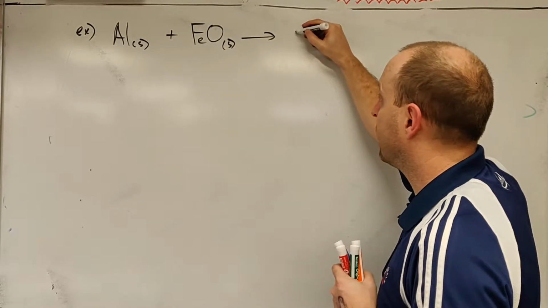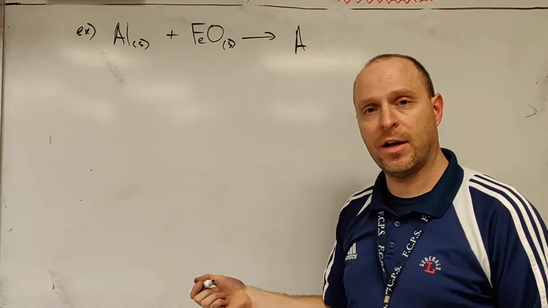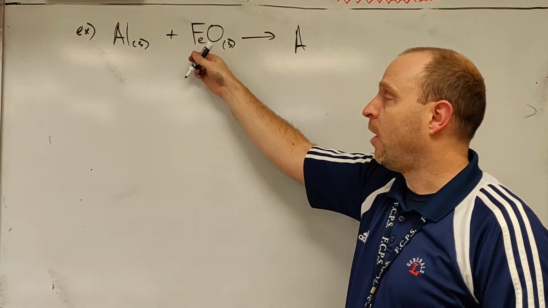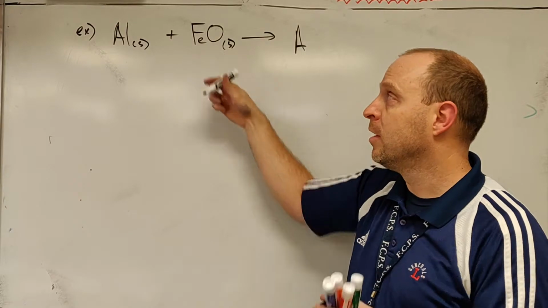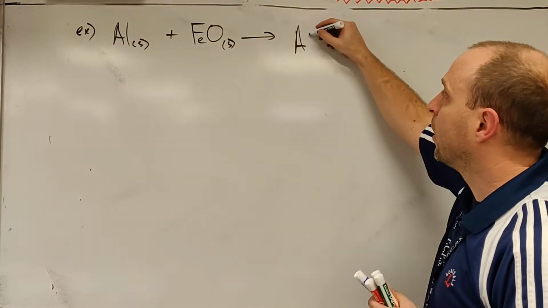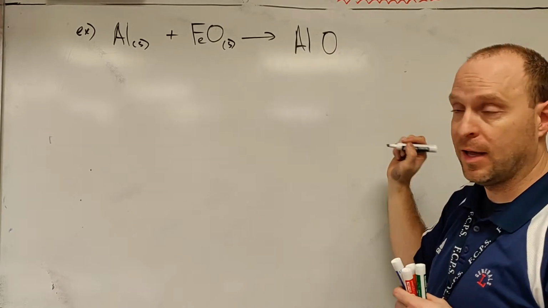In this particular case, then, it happens. You would check your activity series. Aluminum, the thing that's by itself, is above iron, the thing that's in the compound. So aluminum is more reactive. It will replace iron. So we end up with aluminum and oxygen bonded together now.